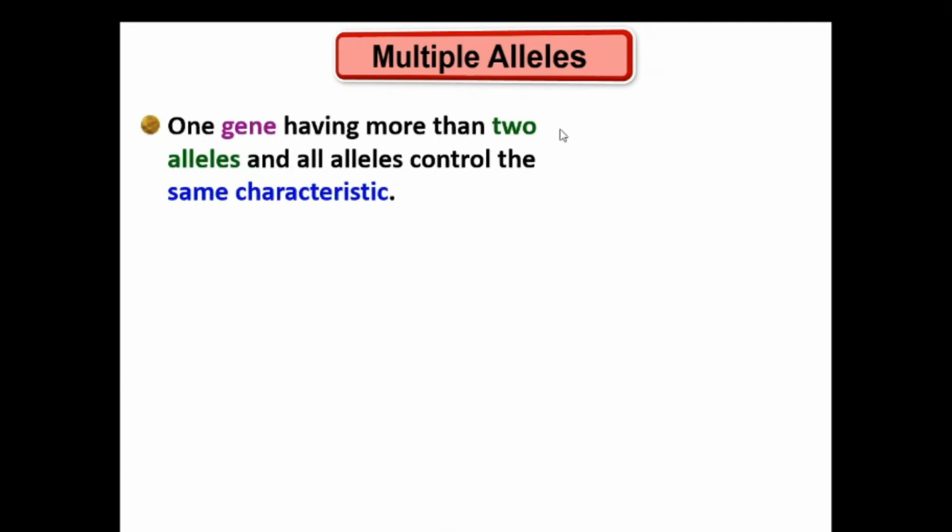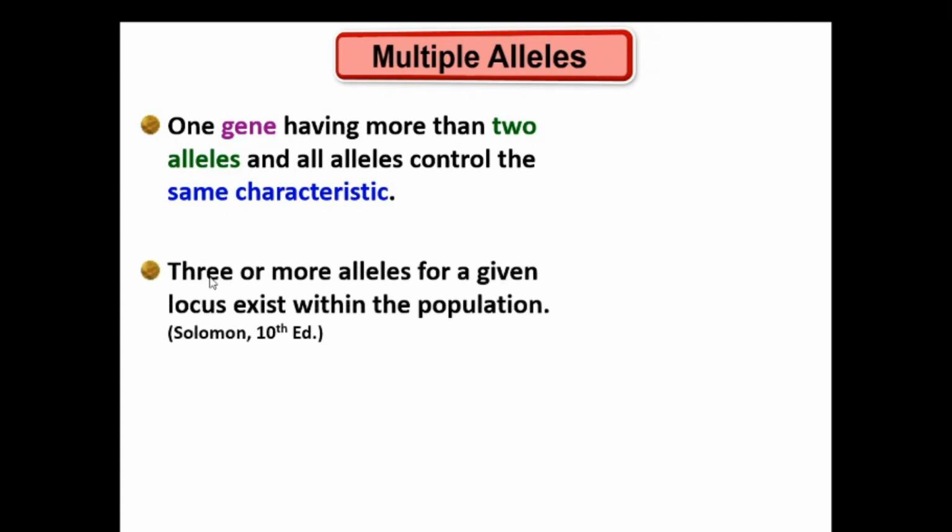So for the multiple alleles here, it refers to one gene having more than 2 alleles, and all of the alleles control the same characteristic. Or in other words, 3 or more alleles for a given locus exist within the population. So this is according to Solomon.